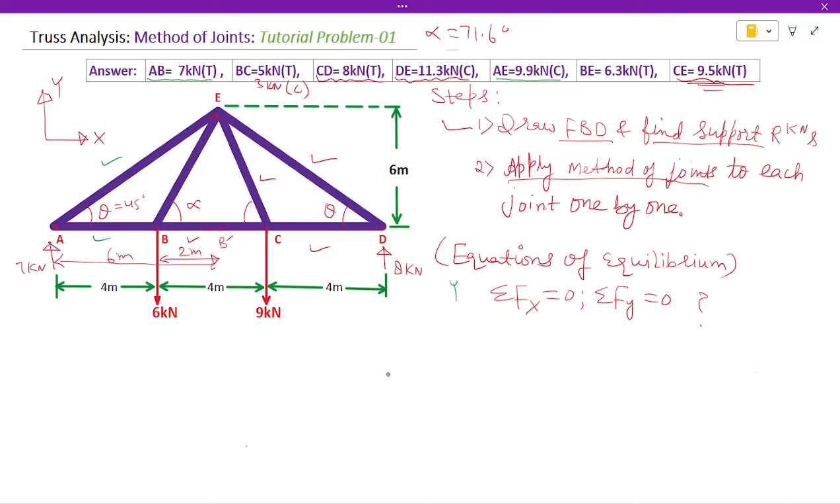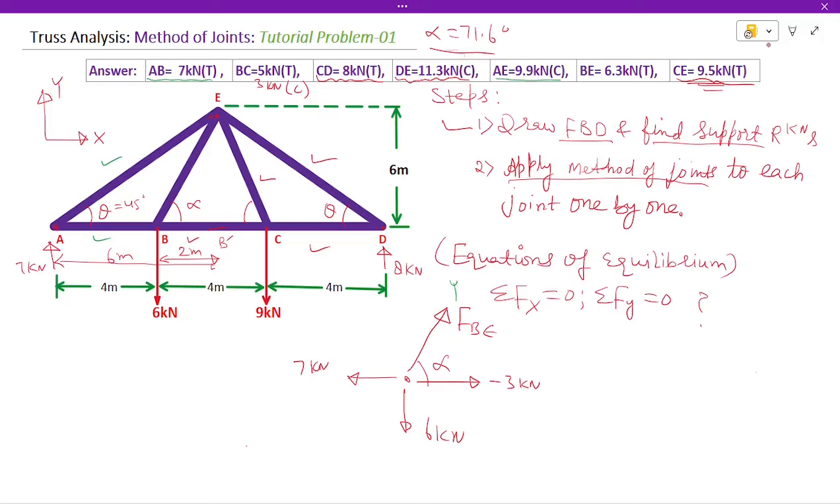So let's consider joint B. At B we have 6 kilonewton downwards. Then we have this BC force, right? The value of BC is negative 3 kilonewton, as we found here. And then we have AB. What is the value of AB? We already found it is 7 kilonewton, right? And then we have this force in BE, which is unknown. I am assuming force in this BE is tensile, and this angle is alpha. We know the value of alpha is 71.6.